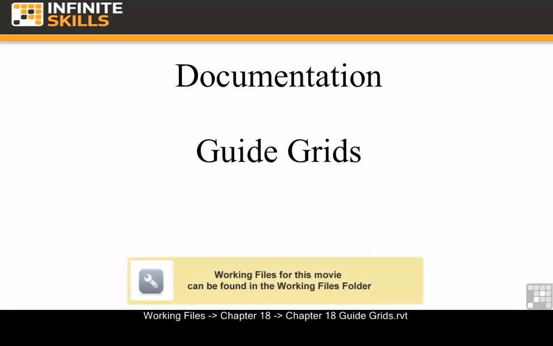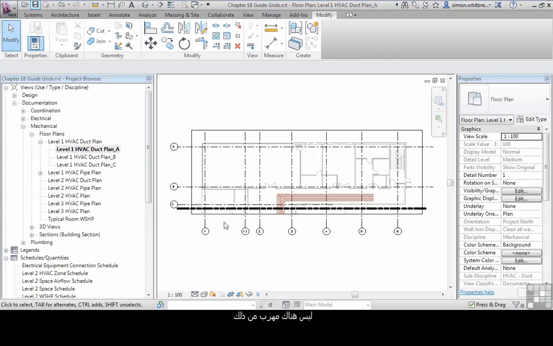From your startup screen, browse to the Chapter 18 folder and open the file Chapter 18 Guide Grids. There's no getting away from it. Guide grids are for the sticklers amongst us, the people who want their documentation to look exactly the same. They want their north part of the building in the same place on every single sheet.